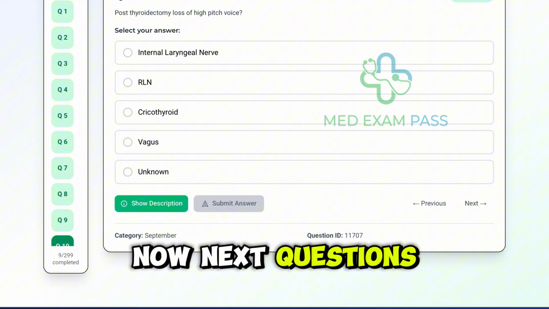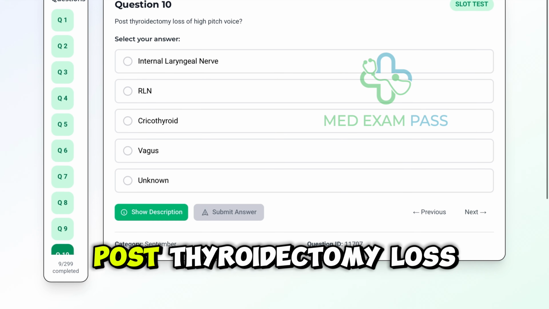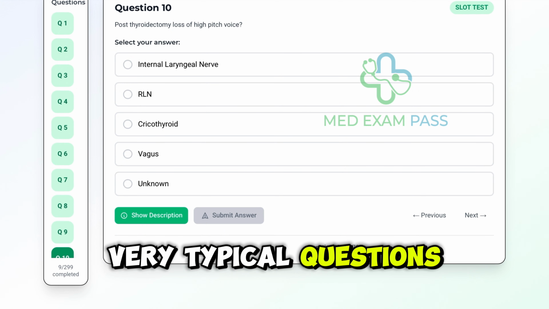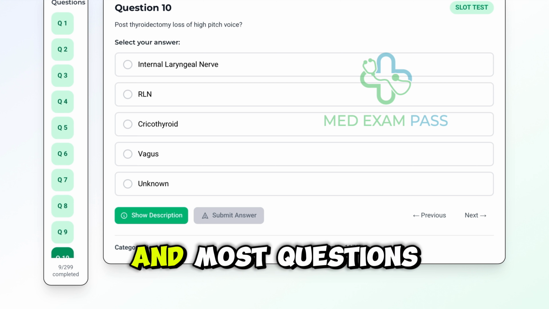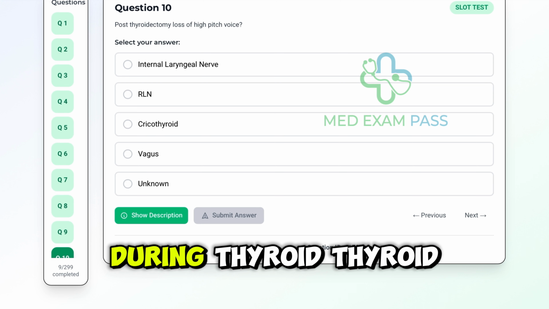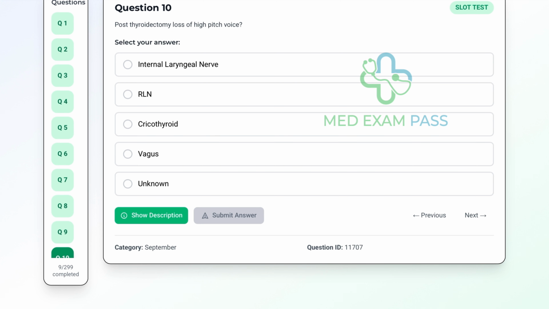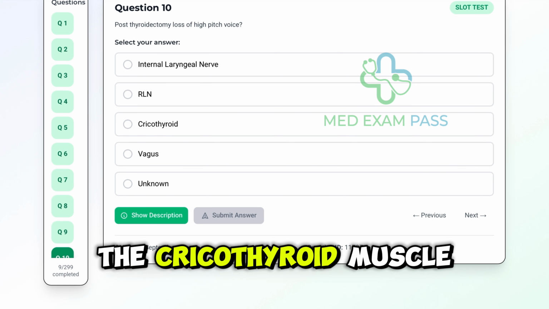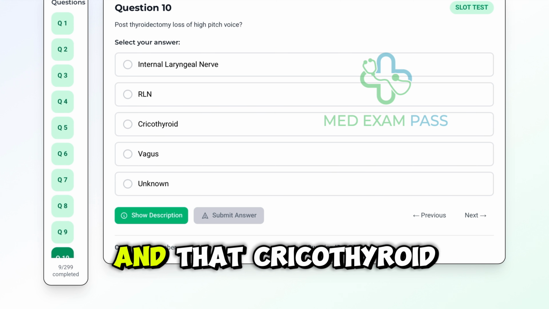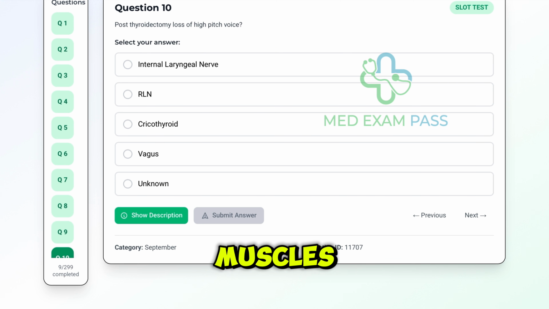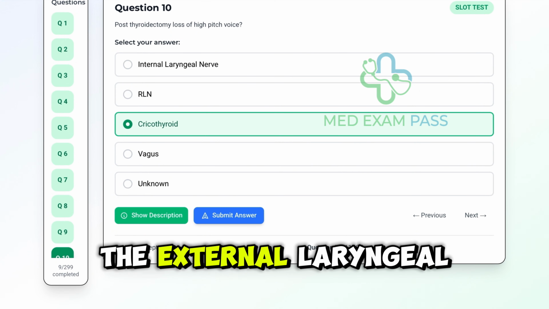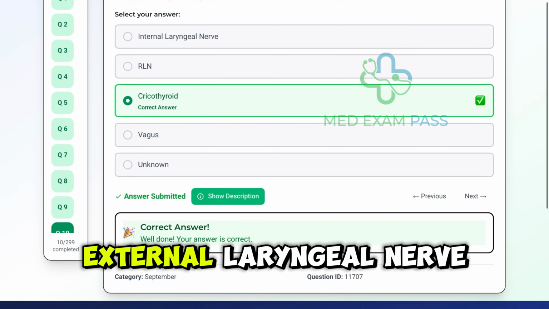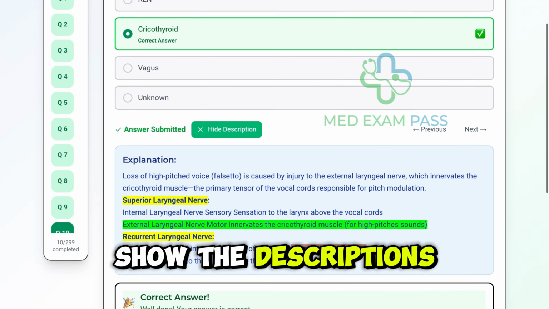Now, next question. Post-thyroidectomy, loss of high-pitched voice. Very typical question, and a must-ask question. Nerve injury during thyroid operations. So in here, high-pitched voice is the responsibility of the cricothyroid muscle, and that cricothyroid muscle is supplied by the external laryngeal nerve. External laryngeal nerve.